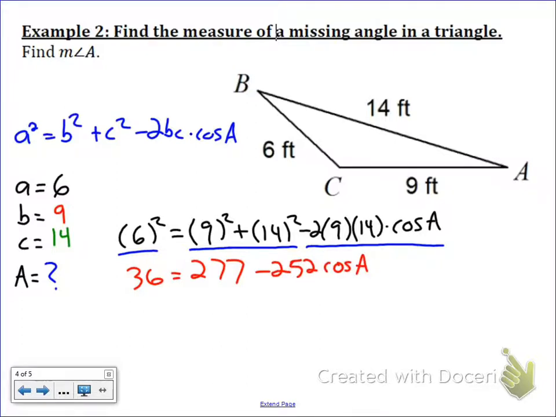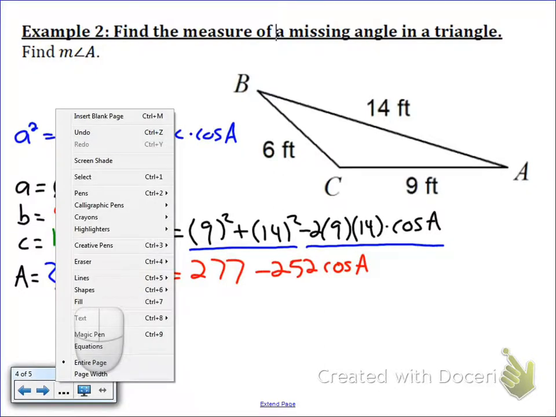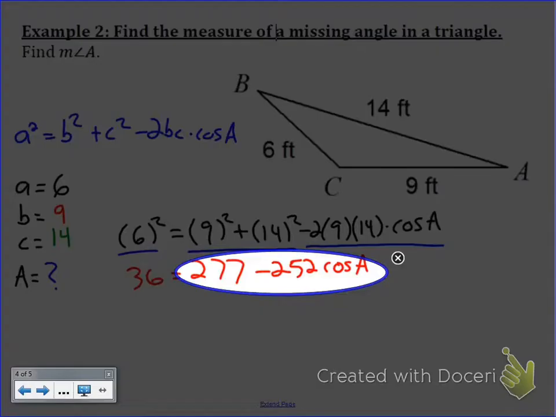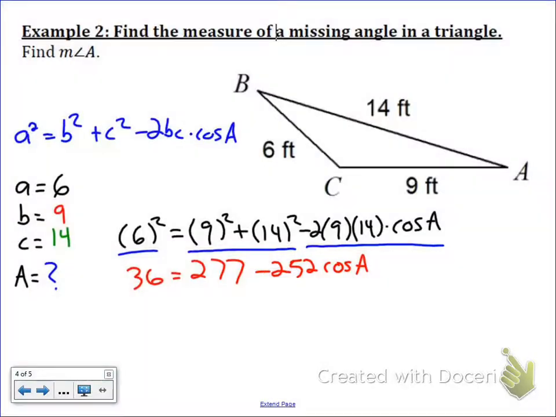Now it's really important, and I'm going to go ahead and highlight this right here. A common mistake that people are going to want to make here is to do 277 minus 252 and say it's going to be 25 cosine of A. But we need to remember here that these are not like terms. We have a variable A over here on the right-hand side. So here's my variable right there, which is A.